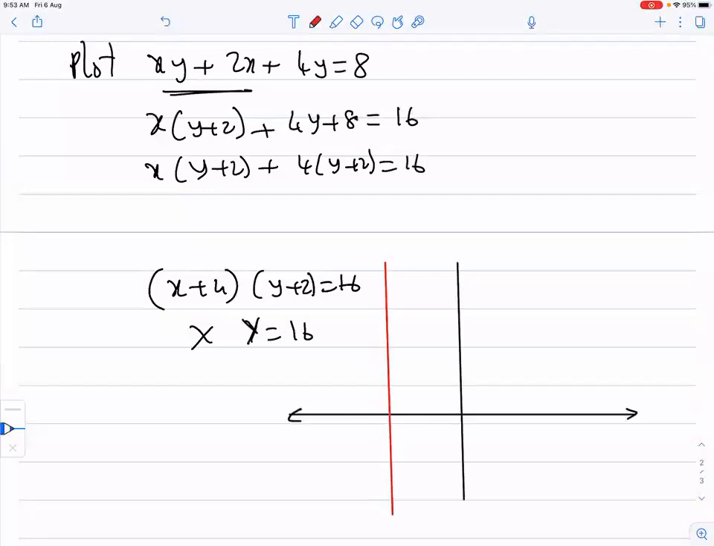This is x equal to minus 4. This is y equal to 2. And xy equal to 16. So the curve is like this and like this. Clear, students? This is y equal, sorry, y equal to minus 2, right? Minus 2. Yes, sir.